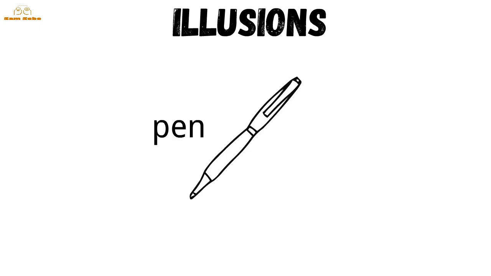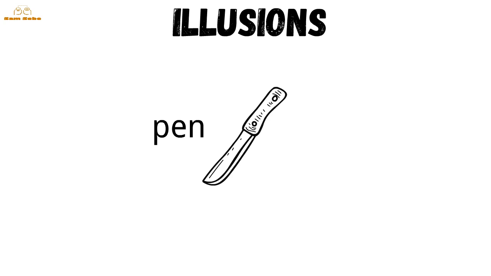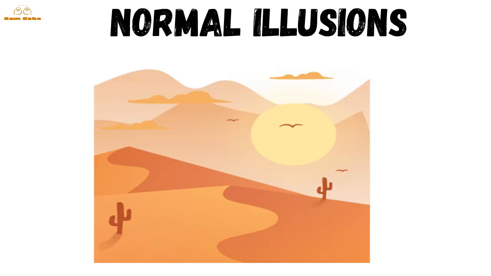Let's move on to the second group of perceptive disorders, illusions. In illusions, not only some of its features, but the object as a whole is misperceived. For example, when instead of a pen, one sees, let's say, a knife, that is illusion. Illusions can be normal and pathological. For example, seeing water in a desert is a normal illusion. It occurs due to physical laws, not mental disease.